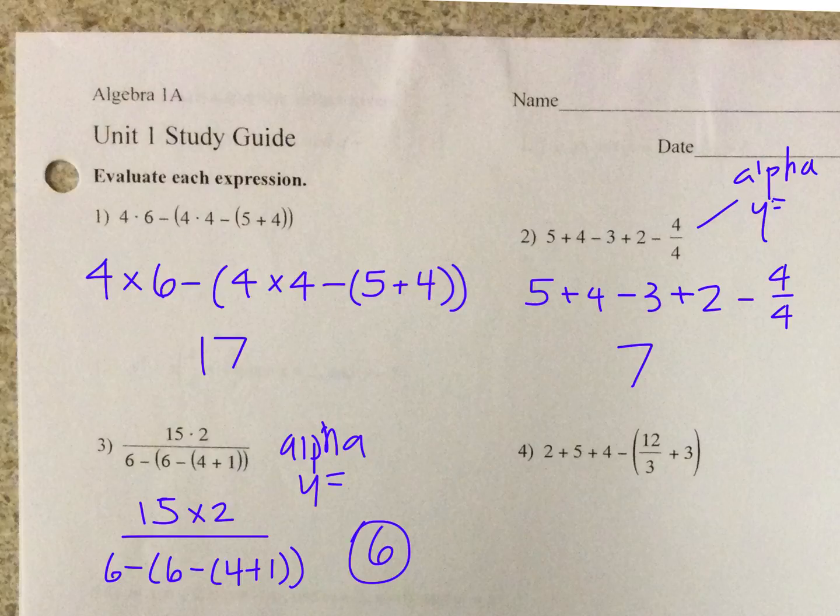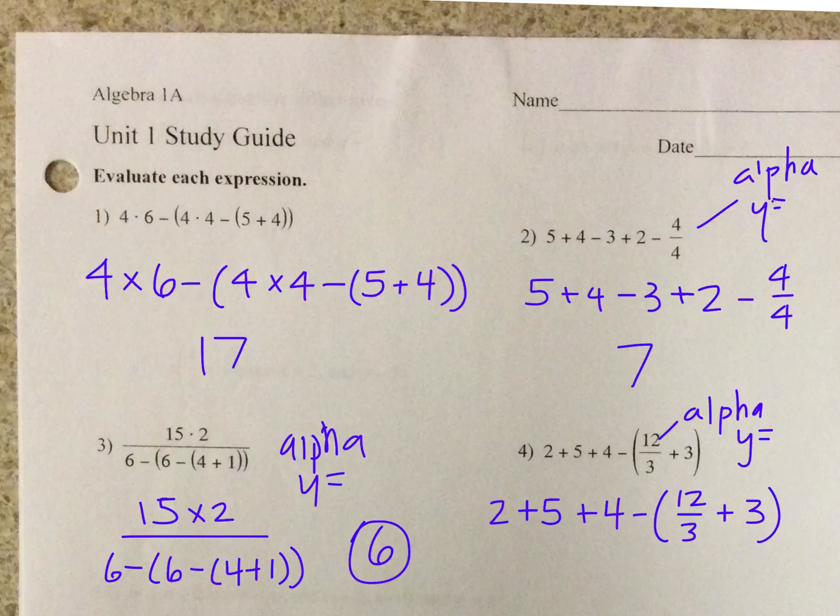For number 4, we just type what we see, 2 plus 5 plus 4 minus. You do a parenthesis, and then you have to do the alpha y equals to make it a fraction. You'll do a 12, hit the down arrow and do a 3. Then you'll hit over, plus 3, and close the parentheses. When you do that one, your answer should be 4.